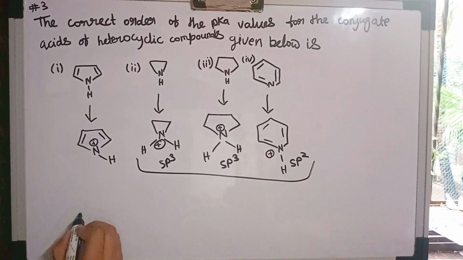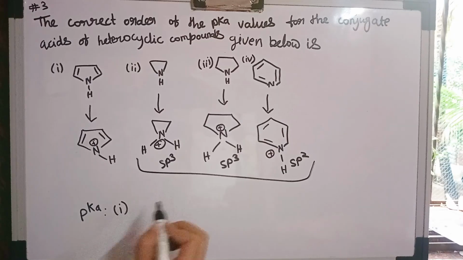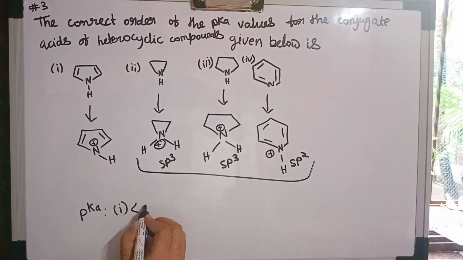So the pKa values, I am arranging them according to their increasing value. So the least value, the one that is going to give its proton very easily, is 1. So 1 is going to have the lowest pKa value. Then comes the fourth one. It is also going to give away its proton very easily.